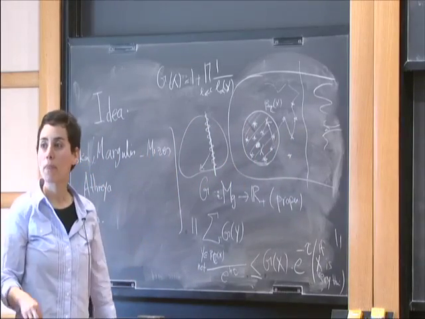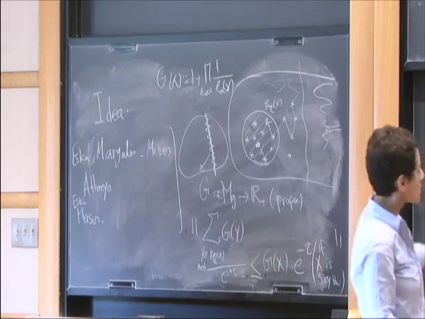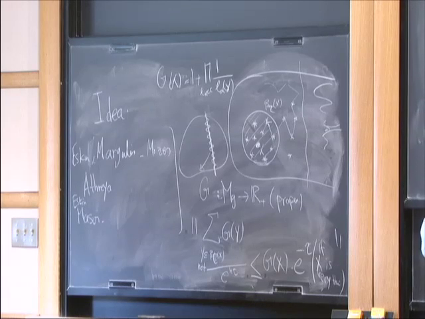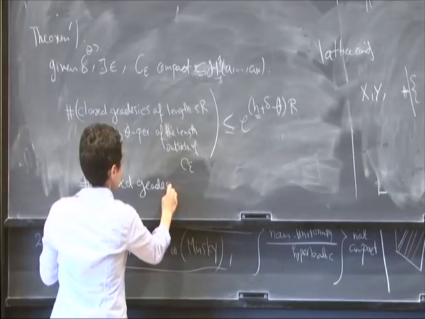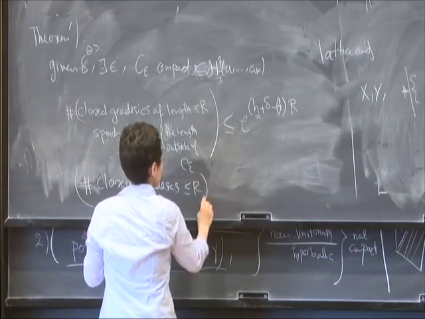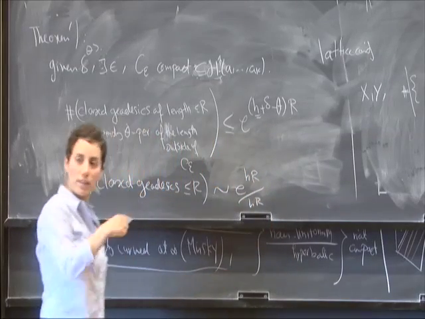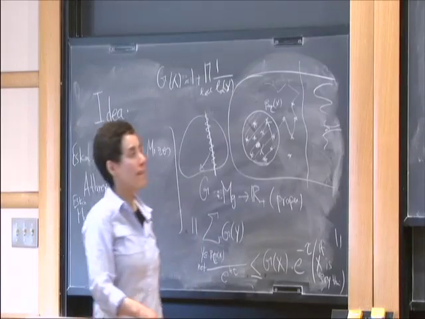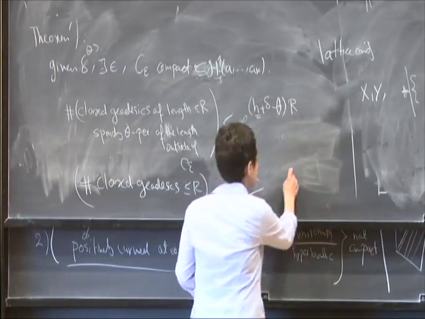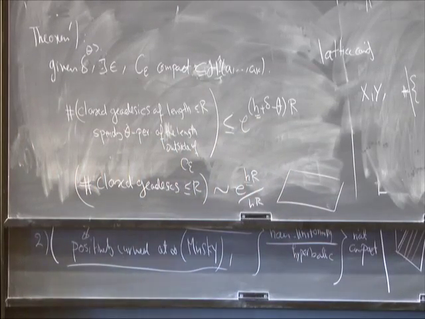So where does this H come from? Oh, yeah, so the number of closed geodesics of length less than or equal to r grows like e to the h r. So that's the entropy of the space. No, the half is just the dimension of the stable manifold at the point.